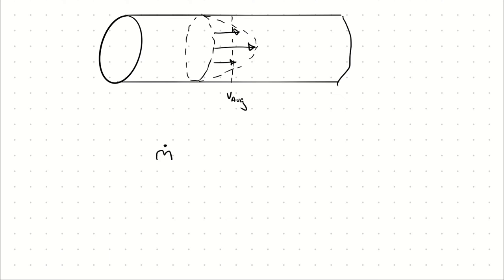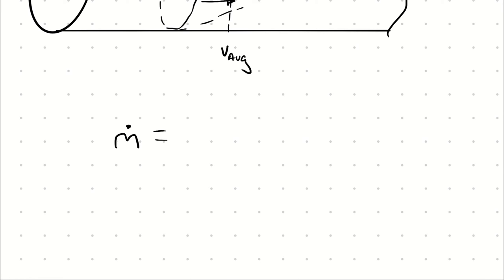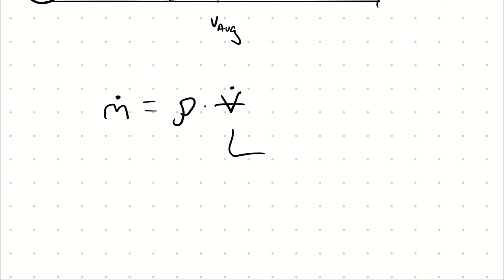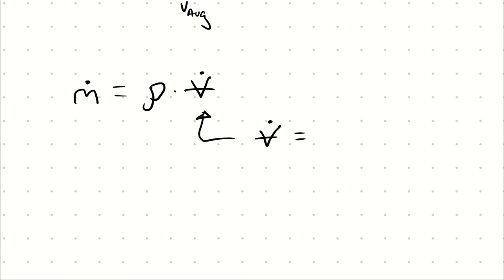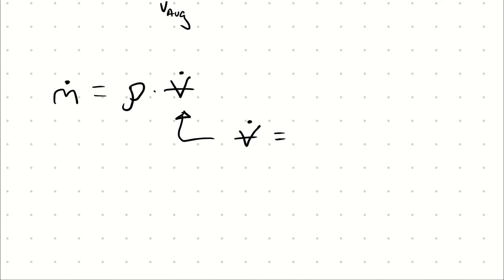We can describe that mass flow rate in a couple of different ways, depending on what's useful. The common way that we abbreviate it in terms of volumetric flow rate is by writing it as density times volumetric flow rate. Furthermore, it might be useful to write volumetric flow rate as a function of average velocity. Volumetric flow rate as a function of average velocity would be average velocity times cross-sectional area.